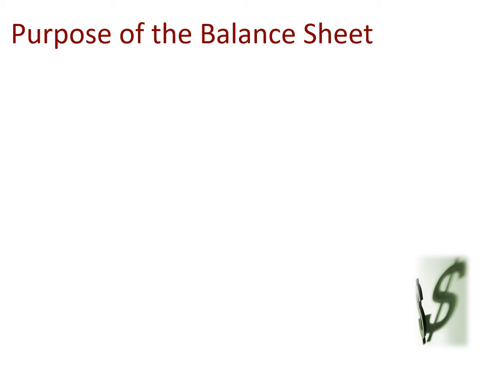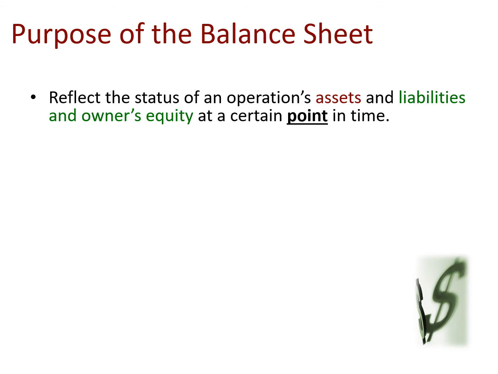The purpose of the balance sheet. The balance sheet reflects the status of an operation's assets and liabilities and owner's equity at a certain point in time. Remember, catch that point in time, which is different from the income statement that covers a period of time. The income statement might represent everything that happened throughout the year, whereas this point in time on the balance sheet indicates, for example, that you had so much inventory on this date. It doesn't indicate how much inventory you had prior to that, or over the year. On this date, you had this much inventory.